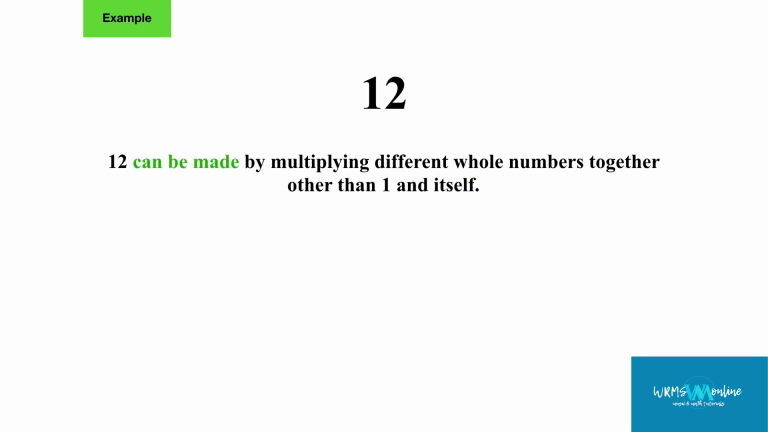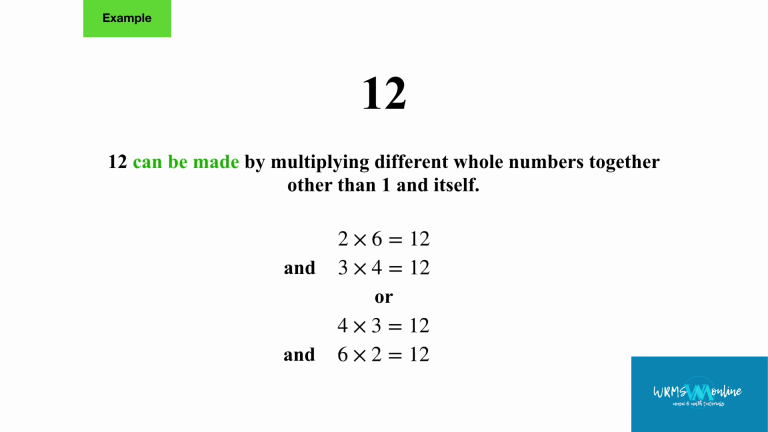For example, if we take the number 12, we see that 12 can be made by multiplying different whole numbers together other than 1 and itself. 2 times 6 equals 12, two other whole numbers. And 3 times 4 equals 12, two other whole numbers. Or we can also say 4 times 3 equals 12, and 6 times 2 equals 12.